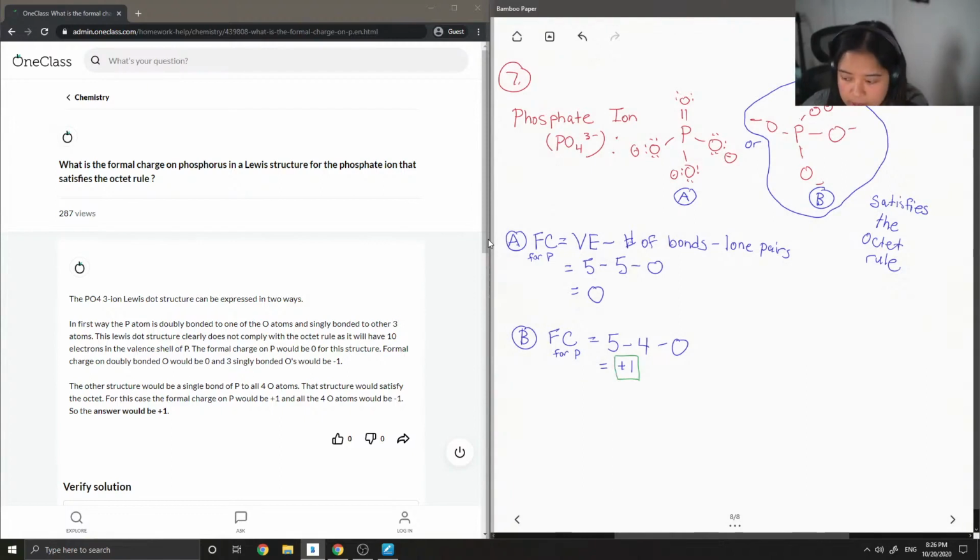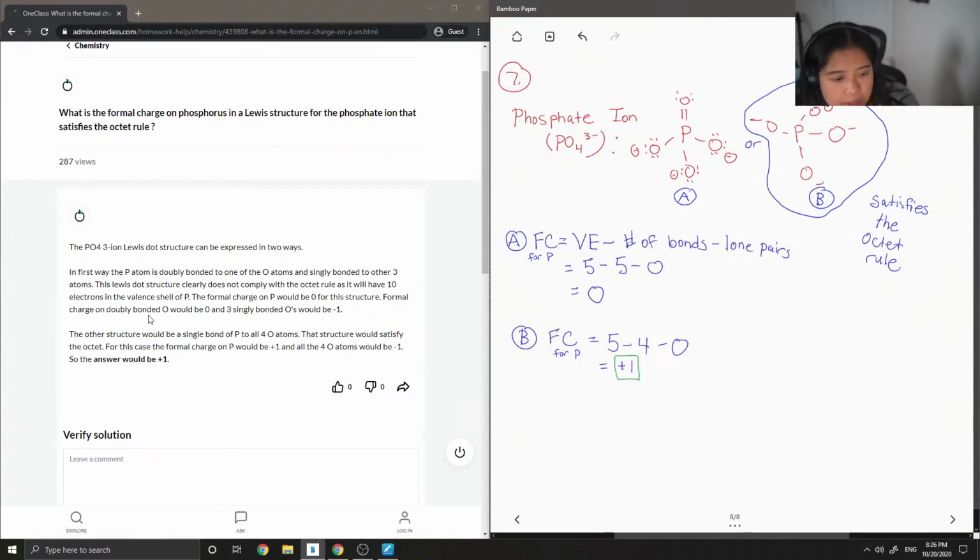But let's look at the answer that our junior tutor said. PO4 3 minus ion Lewis dot structure can be expressed in two ways. In the first way, the phosphorus atom is doubly bonded to one of the oxygen atoms and singly bonded to the other three atoms. This Lewis dot structure clearly does not comply with the octet rule, as it will have 10 electrons in the valence shell of phosphorus. The formal charge on phosphorus would be 0 for this structure. Formal charge on doubly bonded oxygen would be 0, and the three singly bonded oxygens would be negative 1.